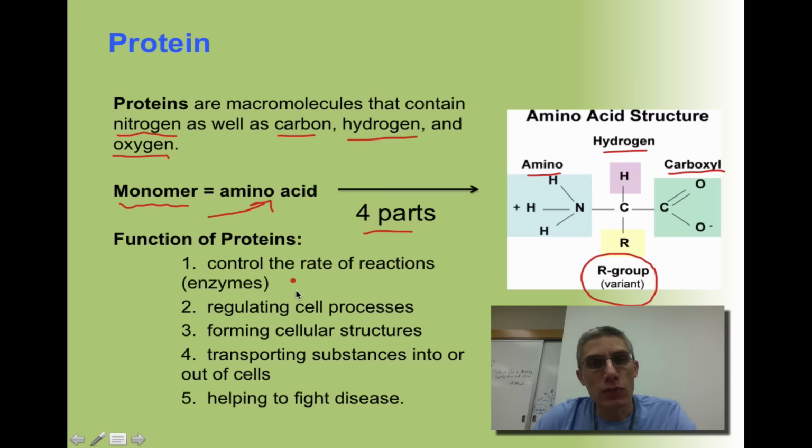Now, proteins themselves have many functions. They can be used to control the rate of reactions, so enzymes, which we'll talk about in section 2.4. They can regulate cell processes. They can actually form certain cell structures. They can transport things into or out of cells, and we'll talk about that when we talk about cell transport. And they are also really good at helping us to fight disease.